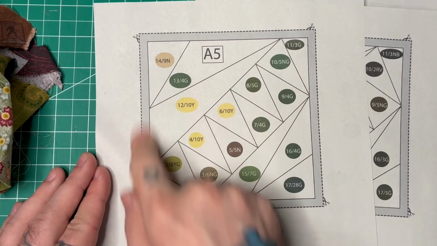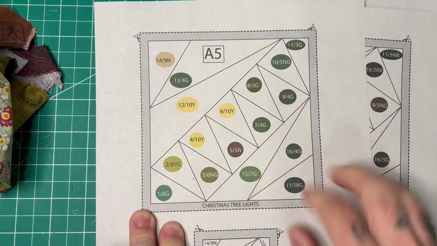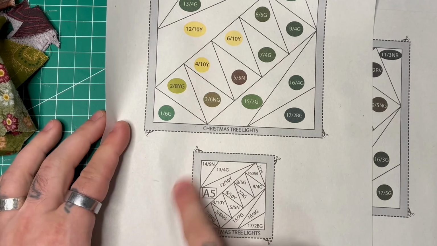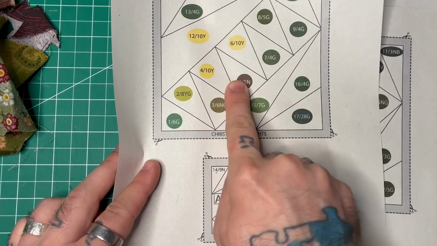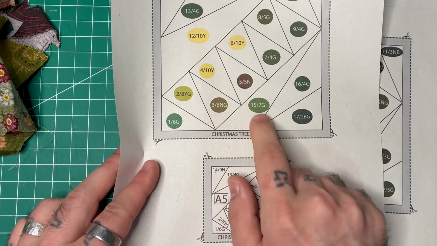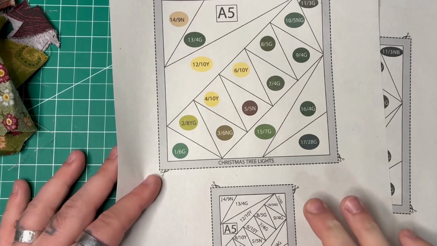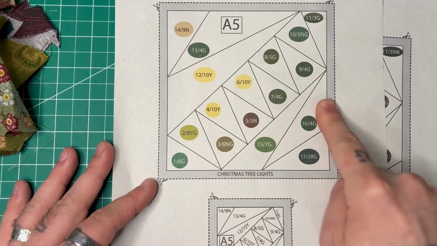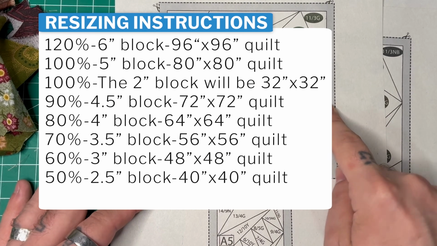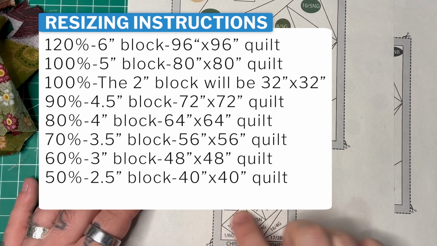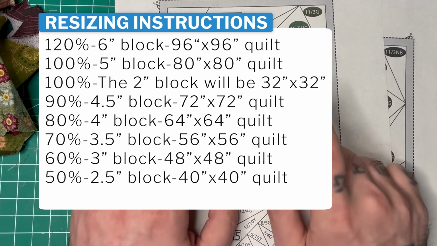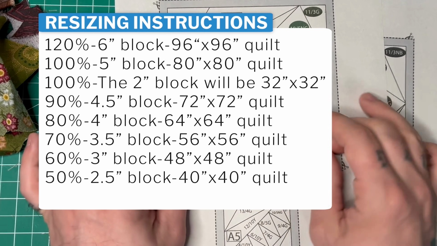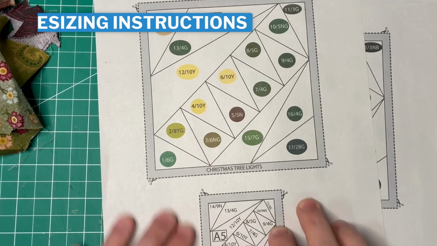Also, this is the 5-inch block. So this is printed at 100%. This is the 5-inch block. This is the 2-inch block. Notice I didn't put the colors on this one, but you can reference these if you need to. So this is going to give you an 80 by 80. And this is going to give you more of a wall hanging size. So if you print this at 80%, that'll give you a 4-inch block. So you can play around with the size.